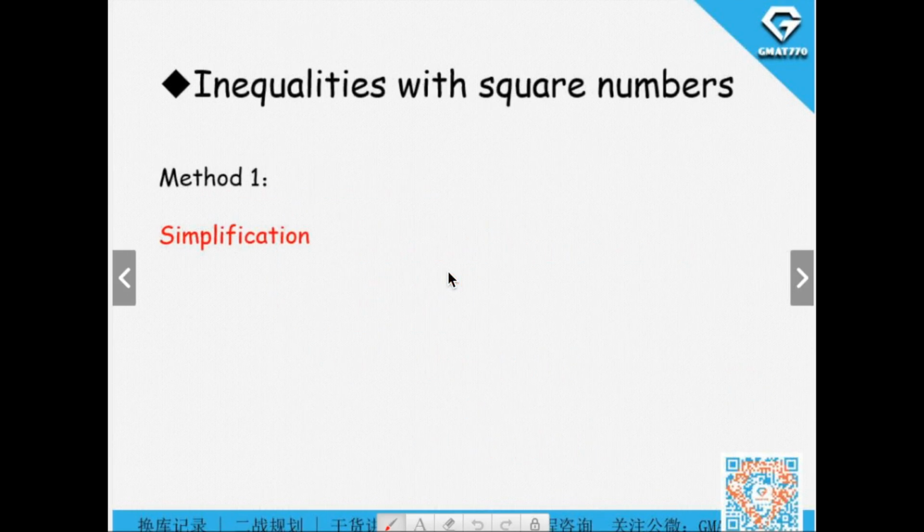Okay, so the second kind of questions in our lecture is inequalities with square numbers. The first method to solve this kind of question is simplification. Actually, the simplification method is quite useful not only for inequalities with square numbers, but also for other kinds of inequality questions. So please remember to simplify both sides of your inequalities before you move on to statement 1 and statement 2. And we will have examples to have a deeper understanding of this method later.